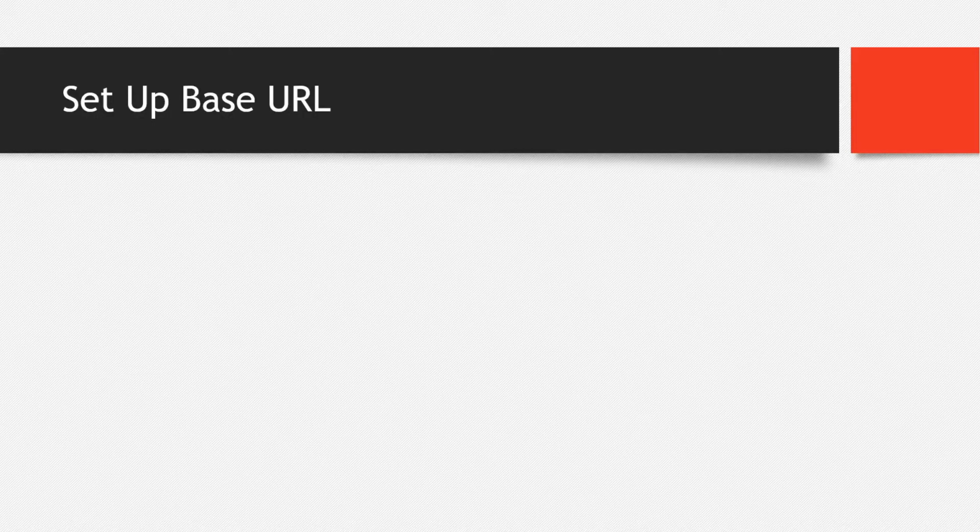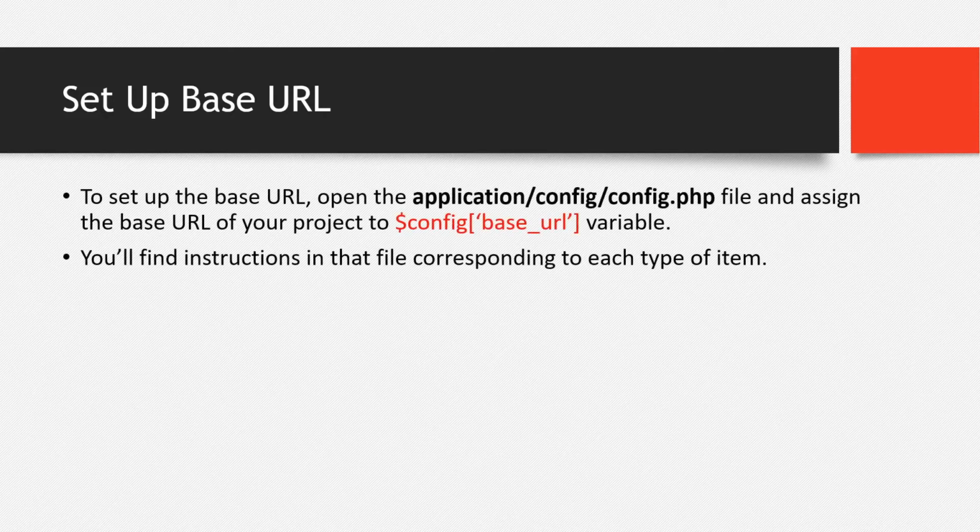Okay, the next thing na gagawin natin is to set up the base URL. To set up the base URL, open the application, config, then go to the config.php file, and assign the base URL of your project to the config base URL variable. You'll find instruction in that file corresponding to each type of item. Okay?